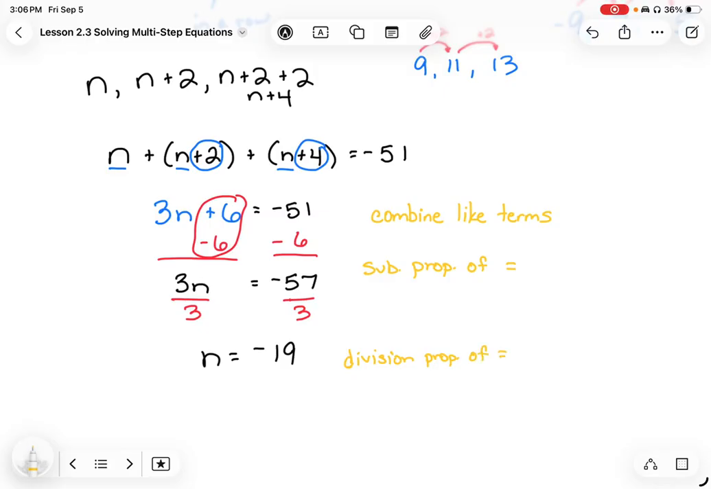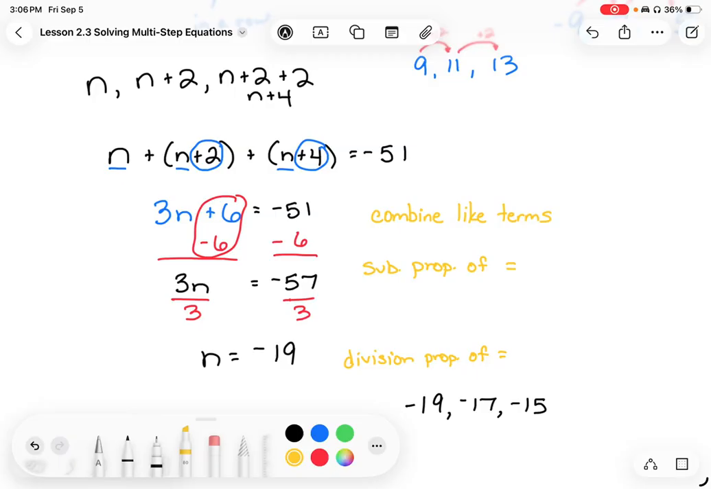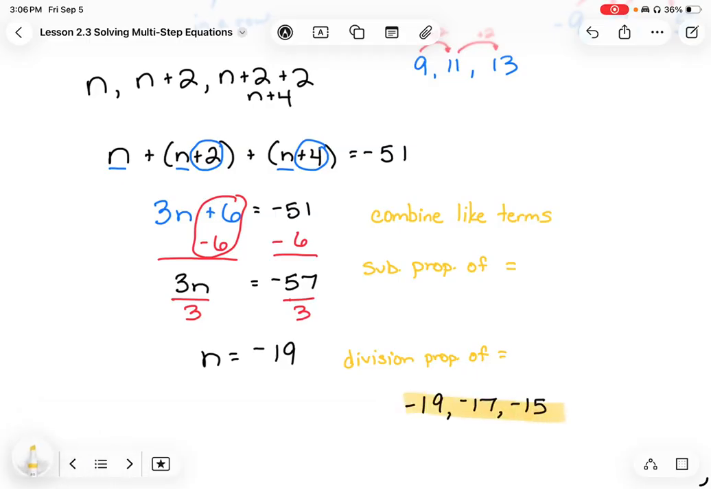So the first number in our series is -19. The next number is 2 higher than that, so -17. And the next number is 2 higher than that, so -15. And there are our 3 consecutive odd integers, -19, -17, and -15.